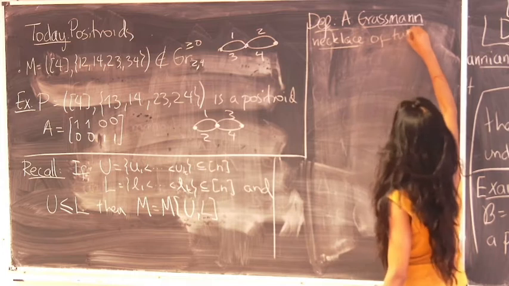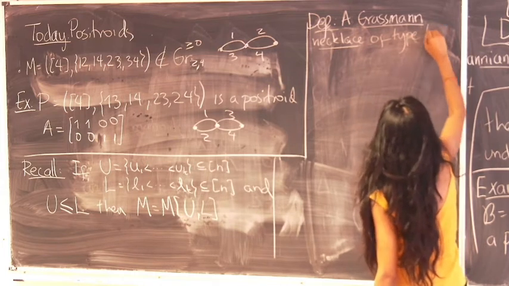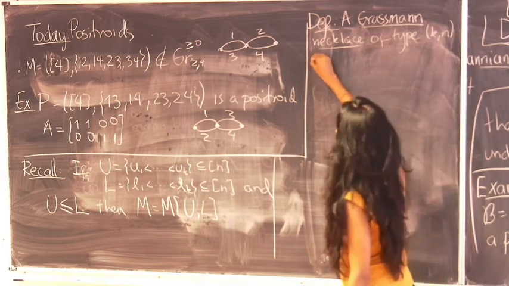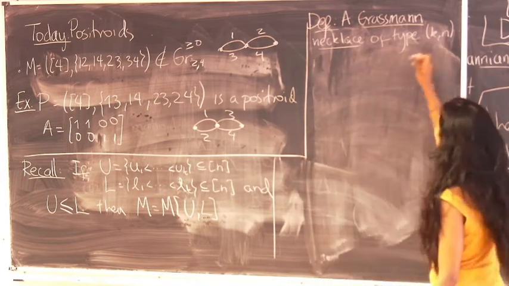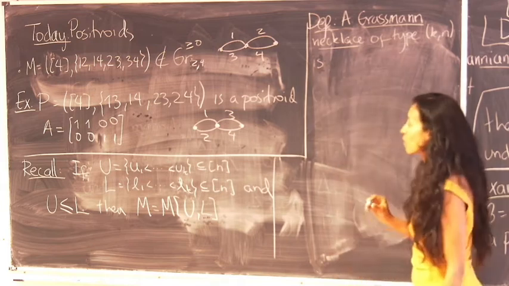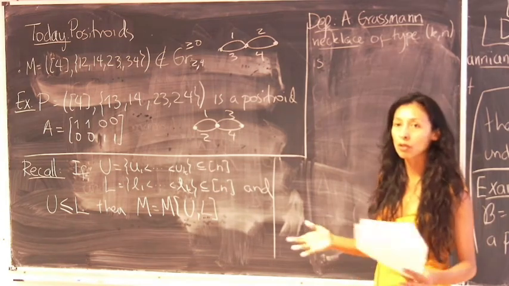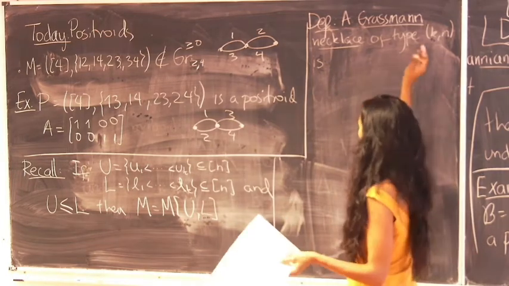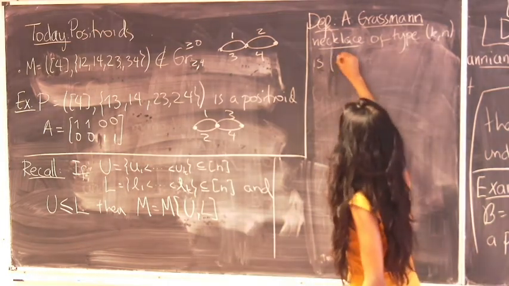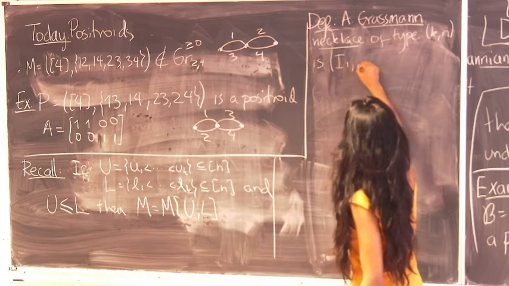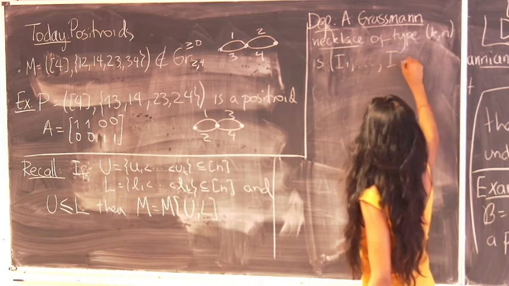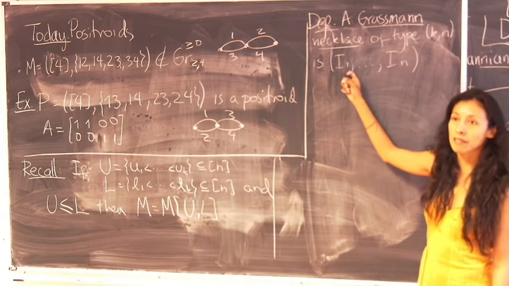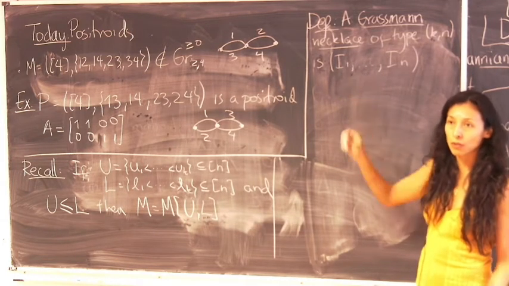Sometimes people say of type k comma n, where you will see what this is. So the n tells you that in terms of matroids we are going to be working with a matroid on ground set n, and the k tells you the rank. But just abstractly, this is in principle an n-tuple, so there are n items here. Each one of these, I sub j, is a subset of size k of your set 1 up to n.